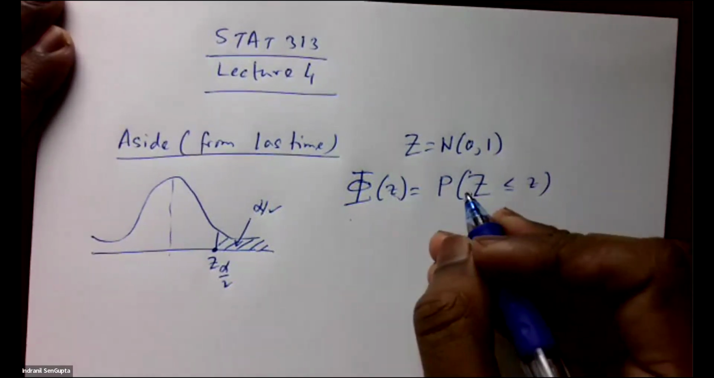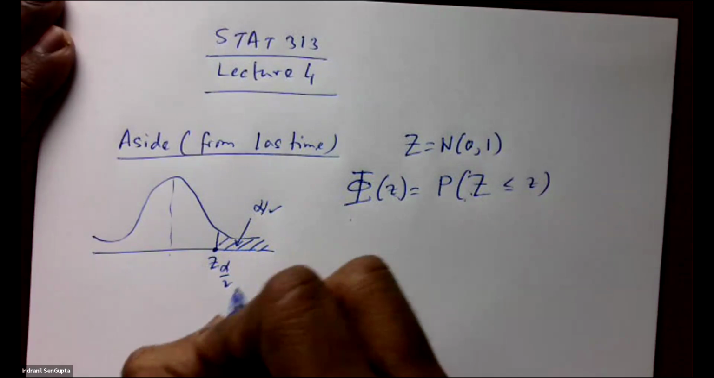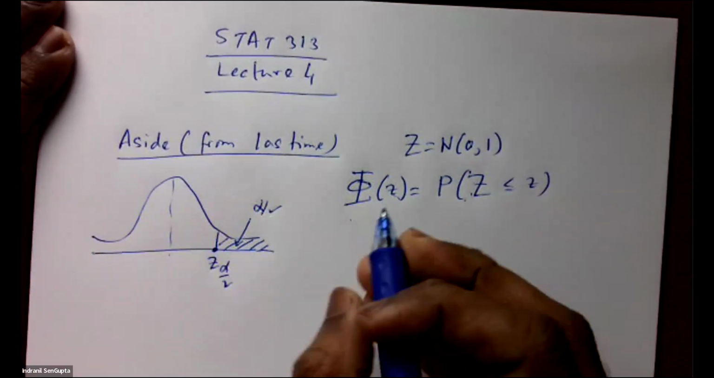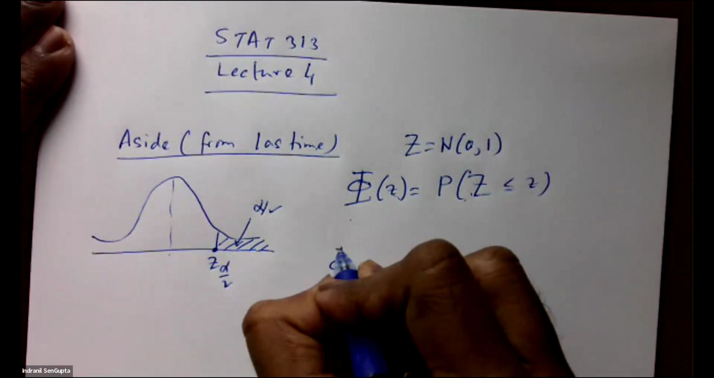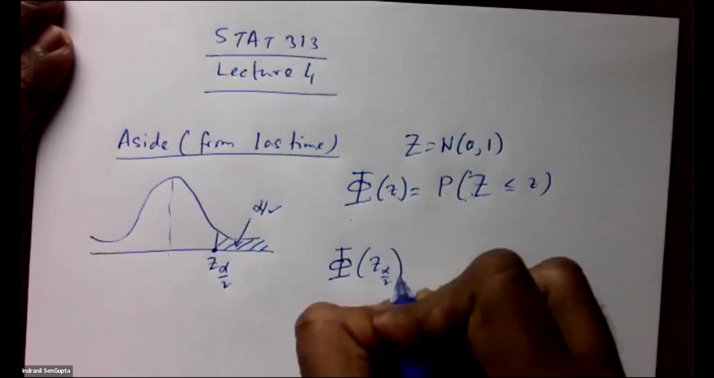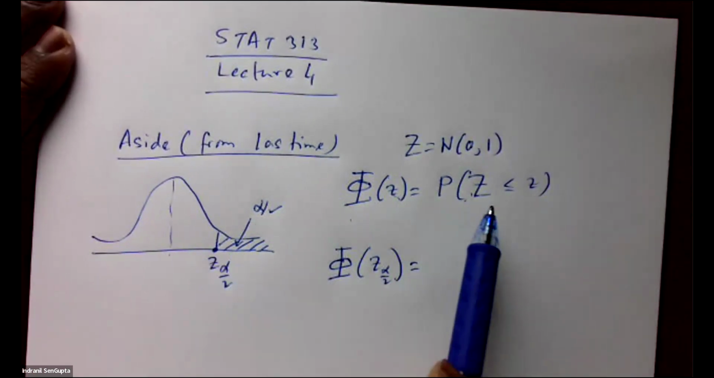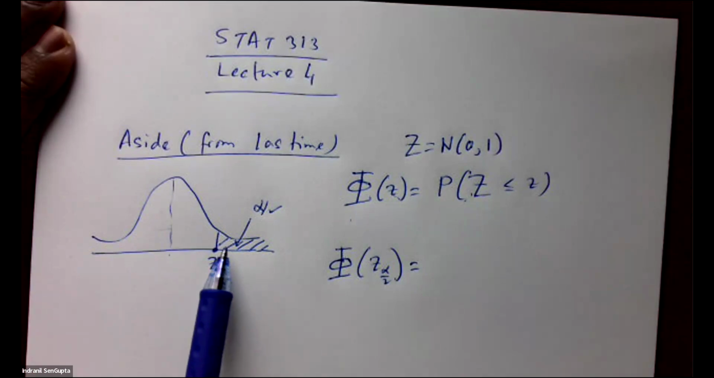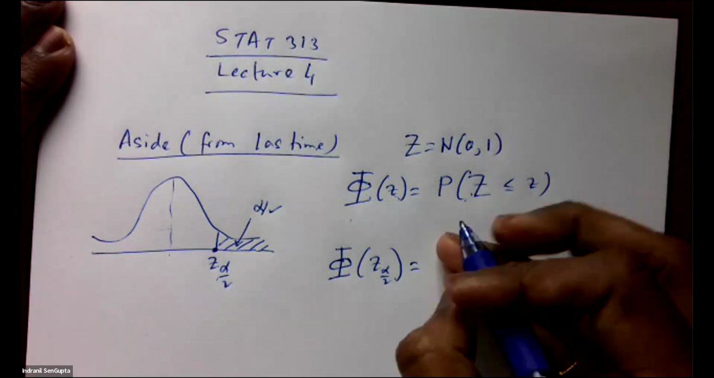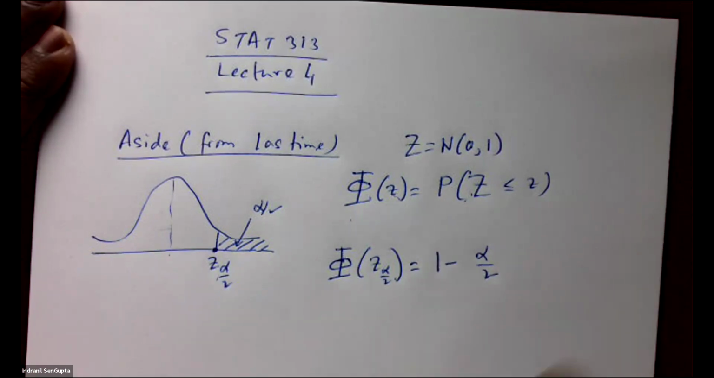So what's the relation? If I want to see this area, phi of Z of alpha over 2 is the probability that Z is less than this point. That is basically 1 minus alpha over 2, isn't it? Because you just subtract this alpha over 2 from 1. That's how we can compute it.